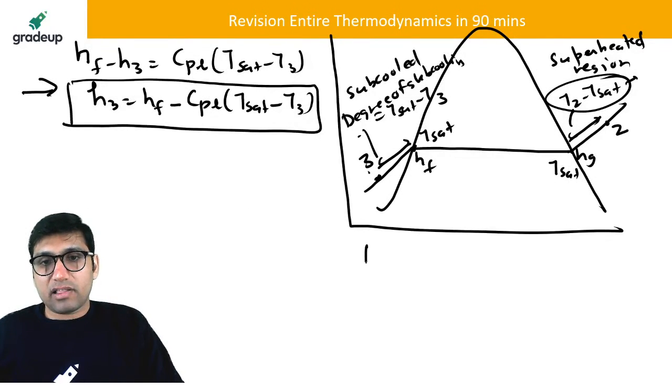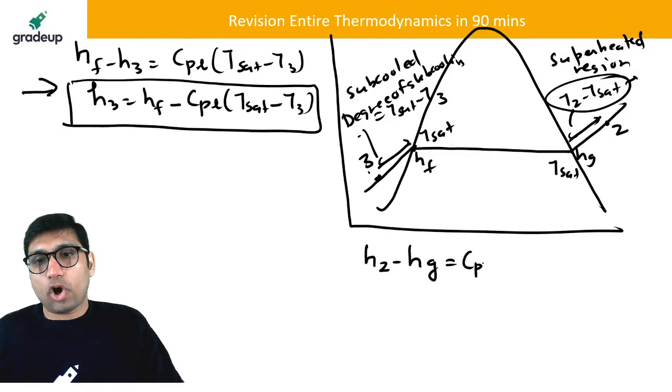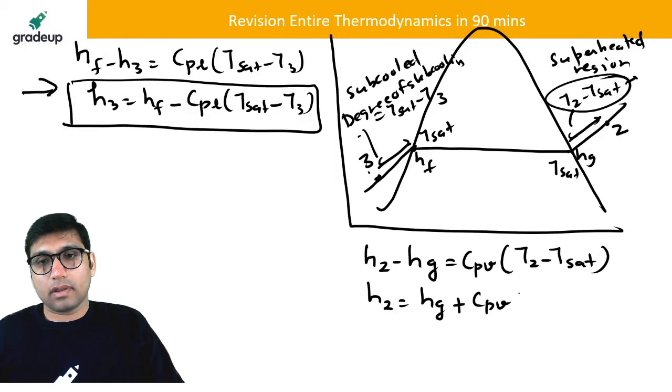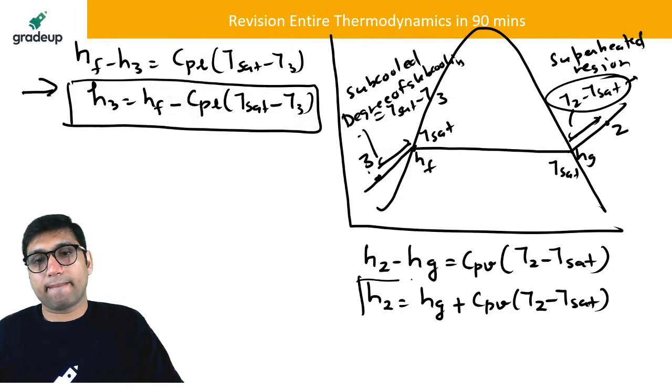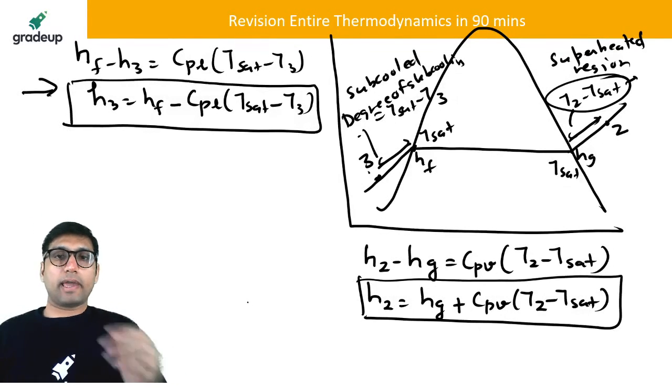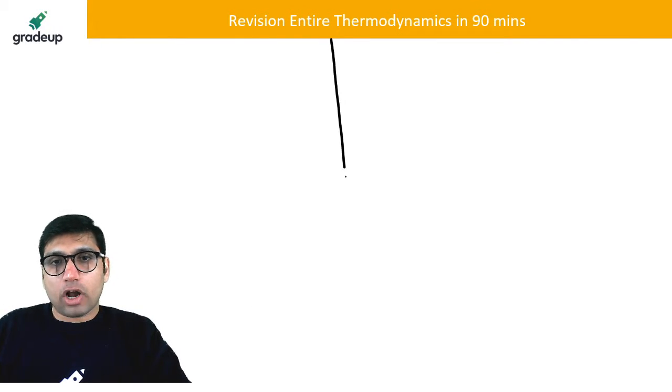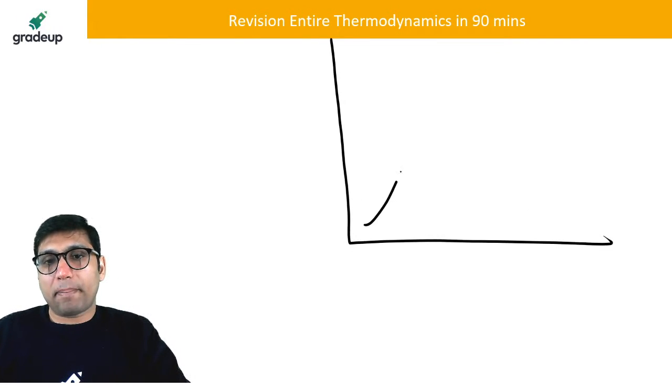In the superheated region, H2 minus Hg will be equal to Cp of vapor times (T2 minus T saturation). This is how you find the enthalpy in the superheated region. Okay, clear to everyone? Now, if you talk about the entropy, how can you find the entropy in the different regions?